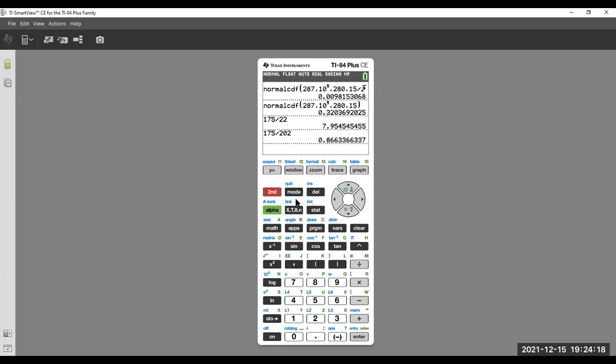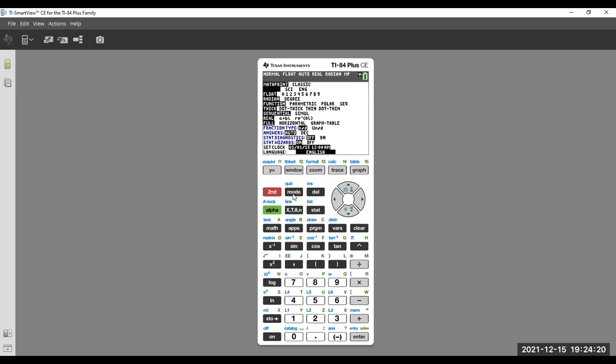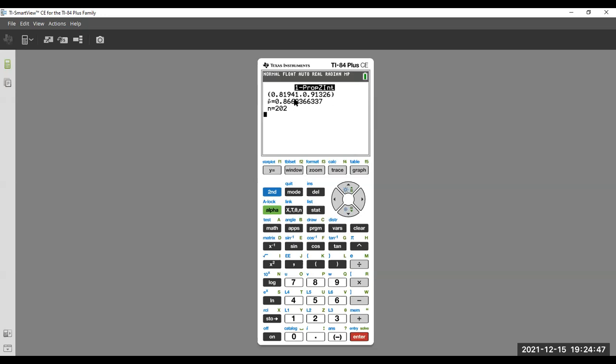There we go. Sorry about that. Stat over to test, 1-PropZInt. X was 175. N was 202. 0.95 was the confidence level. And now we'll hit calculate. And by the way, running the 1-PropZInt also gives us our p hat. So if I know that beforehand, I can just come right to here and get my p hat and my confidence interval. I'll take 3 significant digits here.